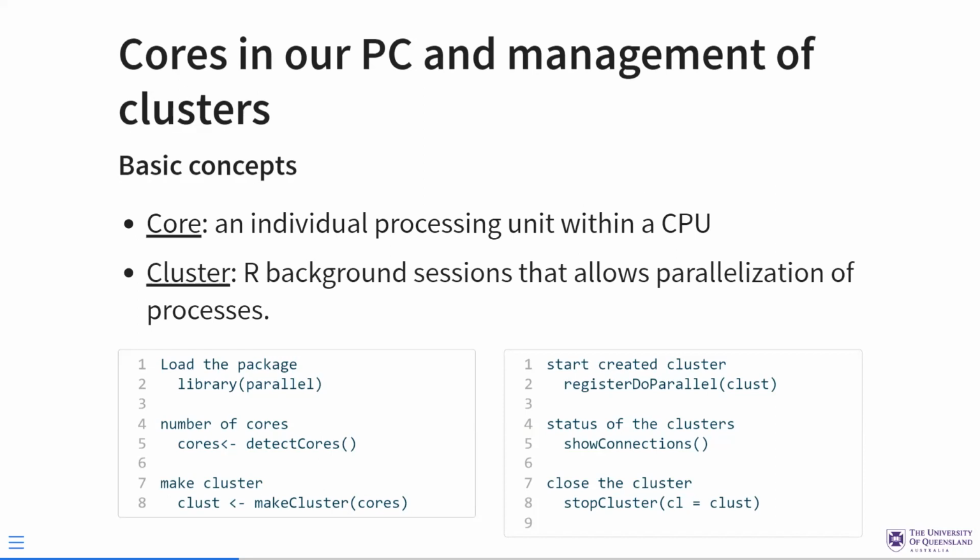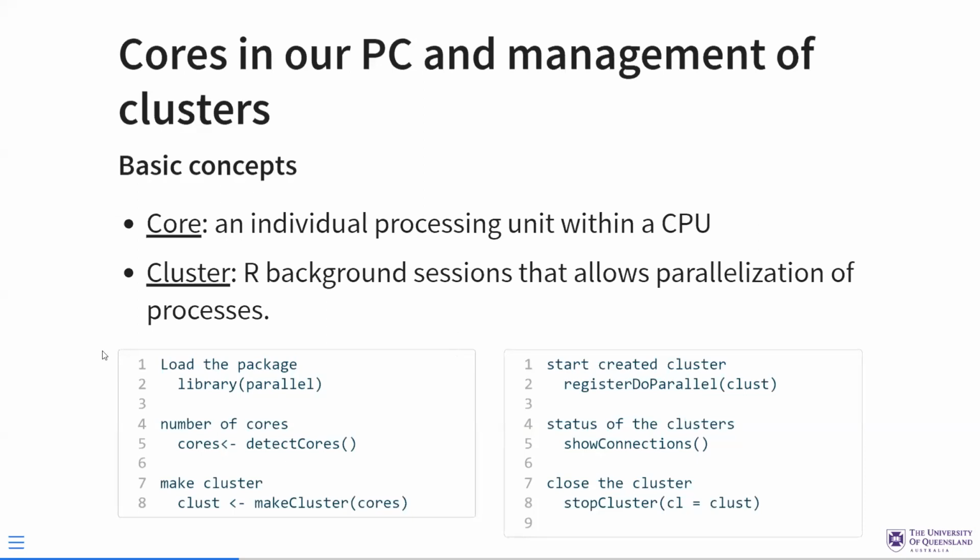And within those cores, R will basically open a new R session within each core and run the parallelizations there. So it's not exactly that R runs a parallelized operation. It just basically opens an independent R session in each of these cores and runs the parallelized operation there. So it's a little bit different from regular parallelization.